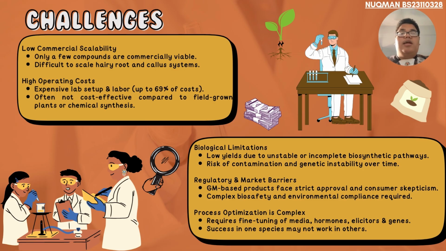We also have regulatory and market barriers. For example, GM-based products mostly face strict approval and consumer skepticism, and process optimization is complex because it requires fine-tuning of media, hormones, elicitors, and genes.